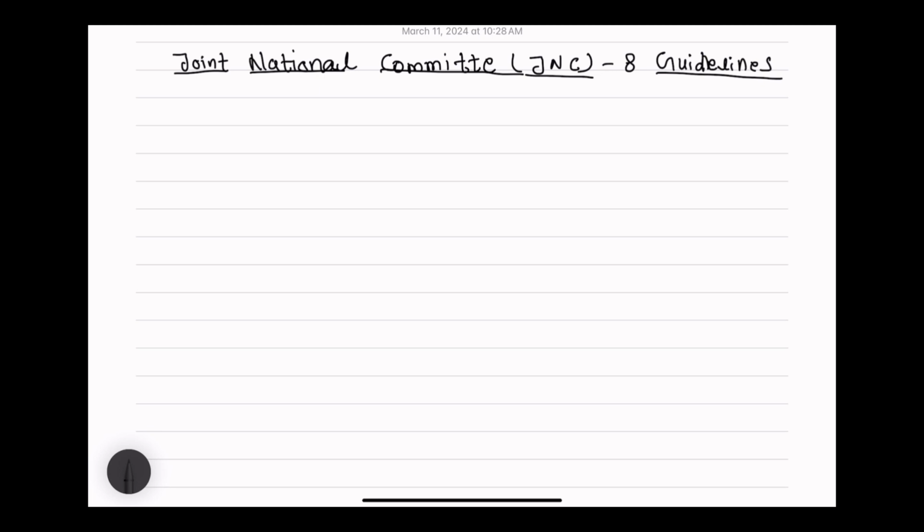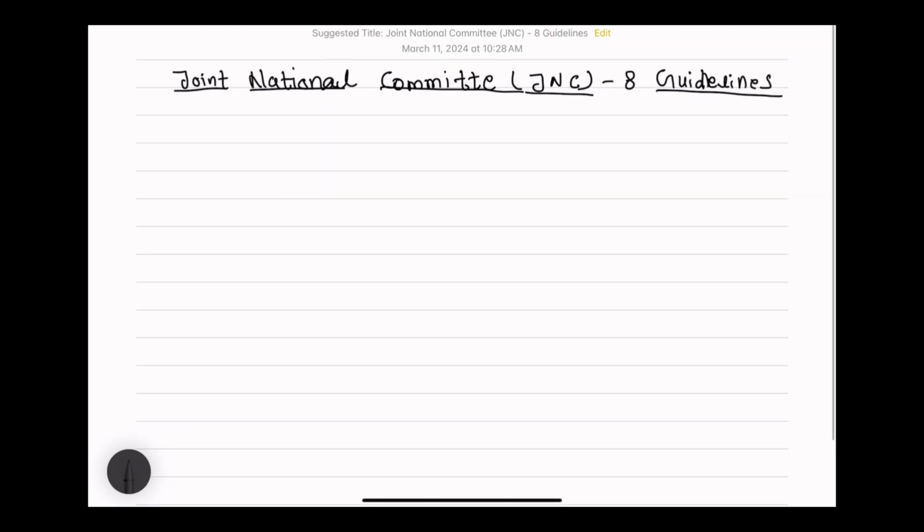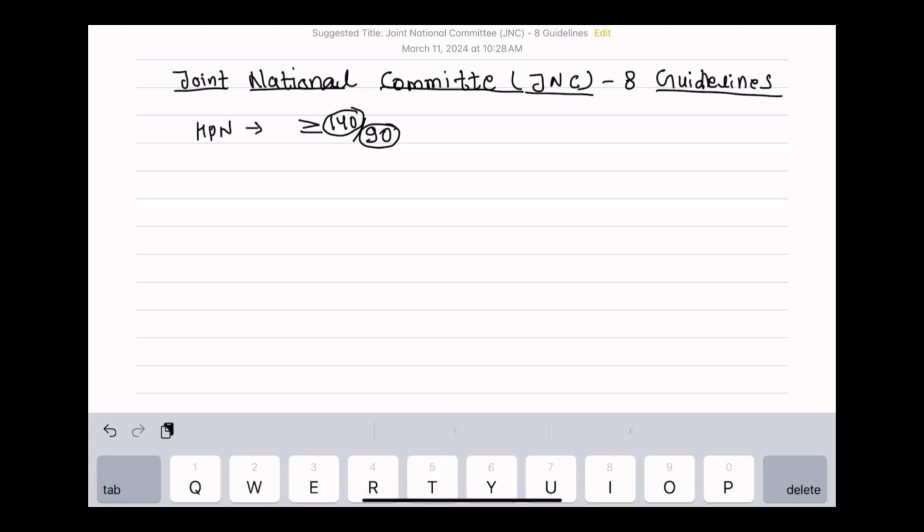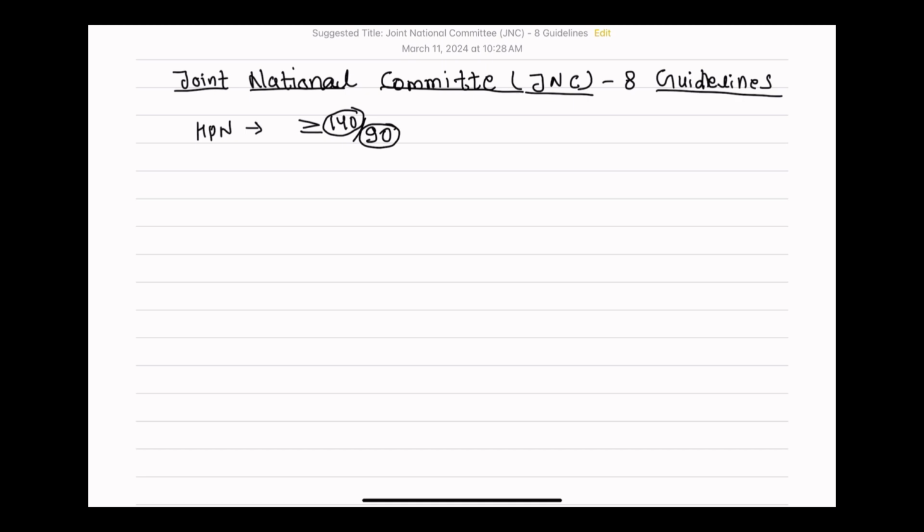hypertension. It is categorized as hypertension if the blood pressure is greater than or equal to 140 over 90. It means if either the systolic or the diastolic, any of them, is high, if the systolic is more than 140 or the diastolic is more than 90, it is considered hypertension according to the JNC 8 guidelines.